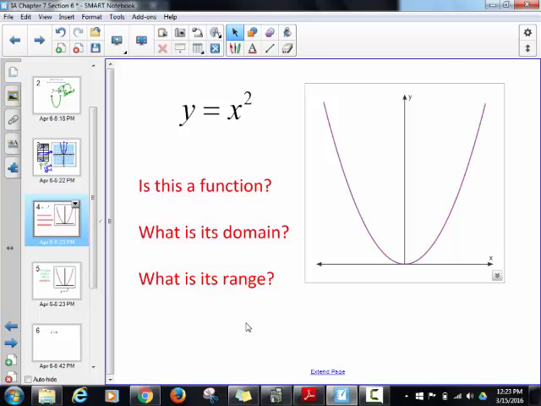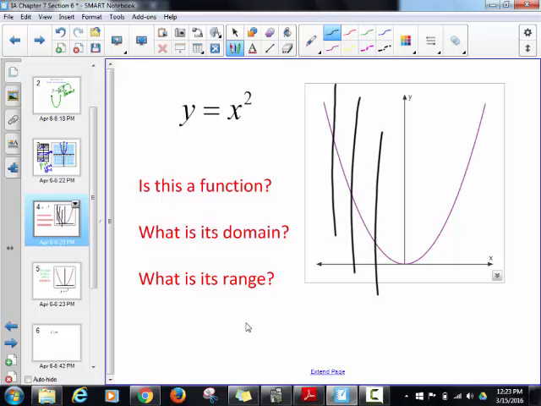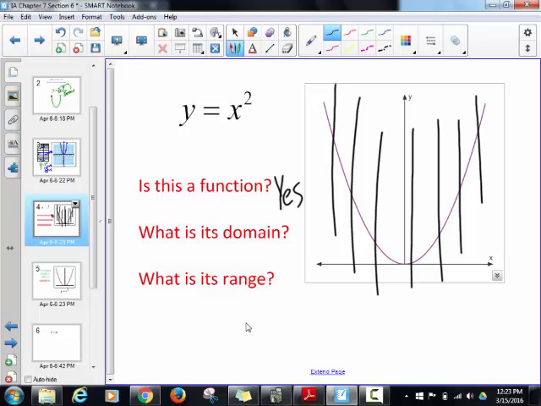And would this be a function? Well, could I draw a vertical line where it would ever cross it twice? Nope, these all cross at once. So yes, it's a function, right? Each input has only one output. I couldn't plug a 12 in for x and get two different answers for y. I only get one answer.